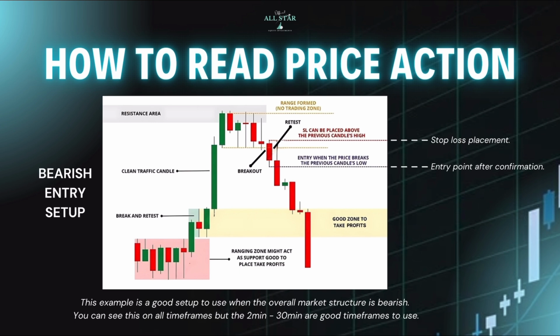To begin, we can take a look at the bottom left. You guys can see where it says the ranging zone, and this might act as support, and this is good for placing take profit targets. Essentially this zone is going to be a consolidation zone, and it acts as a support area, and it's good to take partial profits if the price hesitates around this zone.